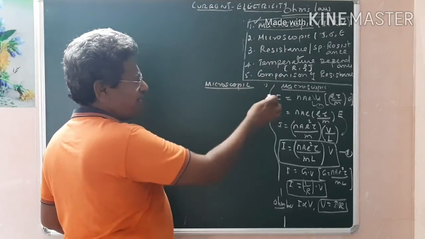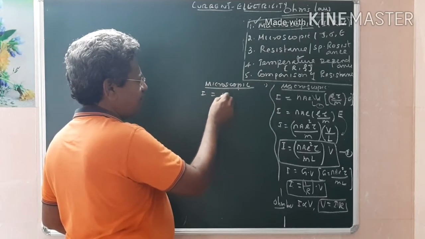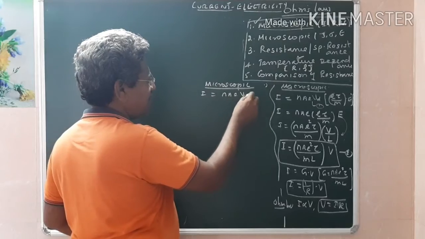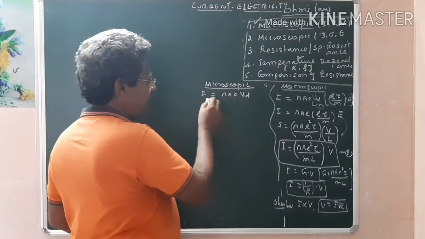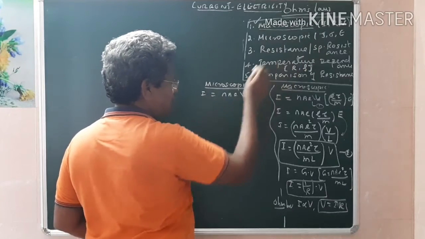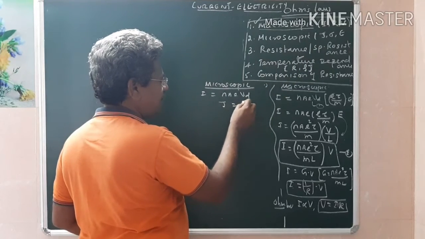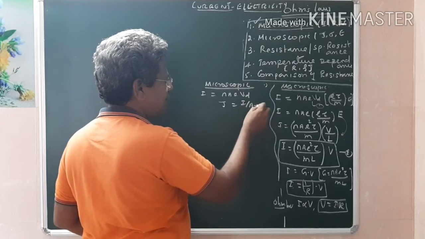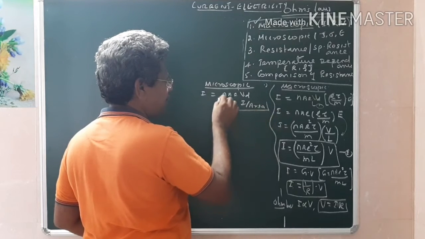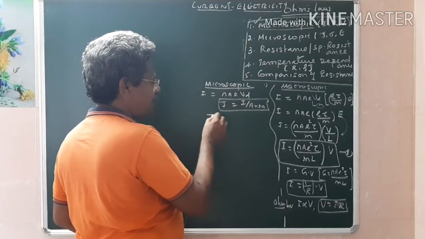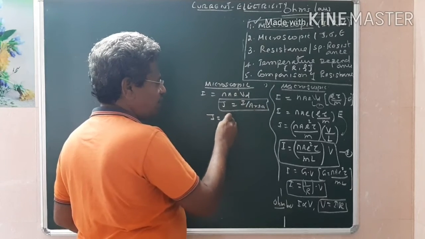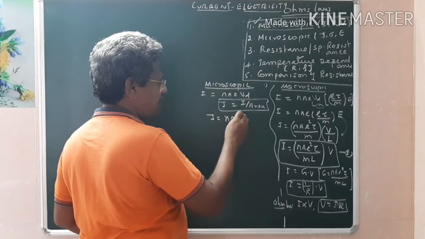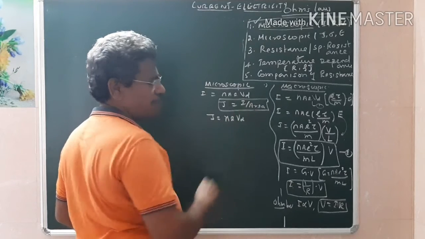For the microscopic one, again I have to start with the same expression, I = n e A v_d. But in this case, we need it in terms of current density. The current density J is nothing but current by area. Therefore, current density J, when you divide this term by area, A will go. The remaining term is n e into v_d.